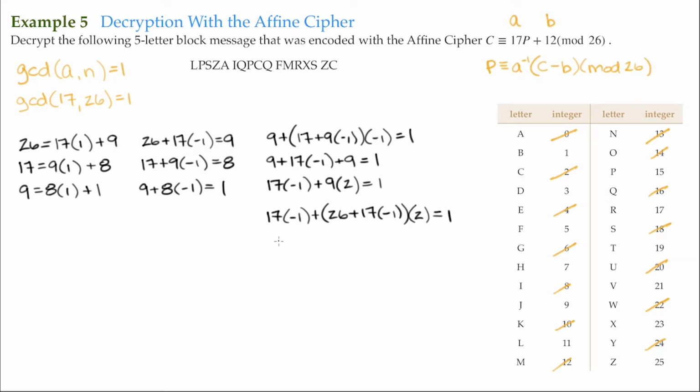We then distribute. 17 times negative 1 plus 26 times 2 plus 17, negative 1 times 2, that's negative 2. Gather up like terms. We now have 26 times 2 plus 17, negative 1 and negative 2, that makes negative 3.